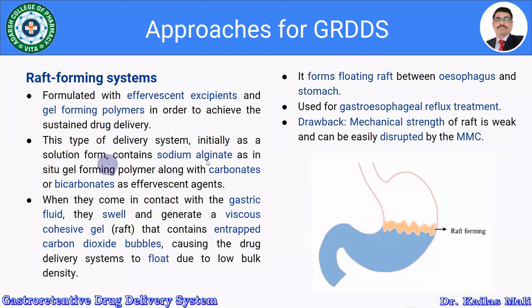and contains sodium alginate as a gel forming polymer along with carbonates or bicarbonates as an effervescent agent. When they come in contact with the gastric fluid, they swell and generate a viscous cohesive gel, that is a raft, that contains entrapped carbon dioxide bubbles, causing the drug delivery system to float due to low bulk density. It forms a floating raft between the esophagus and the stomach. Generally, these systems are used to treat gastroesophageal reflux.